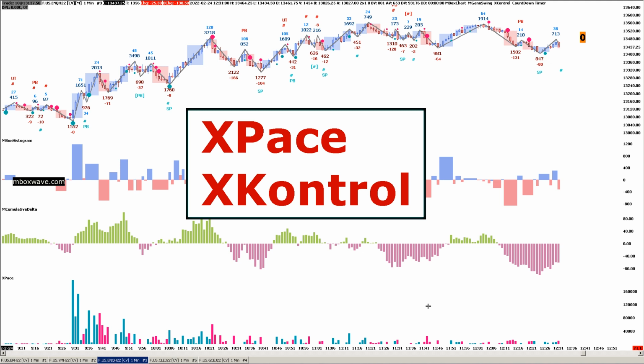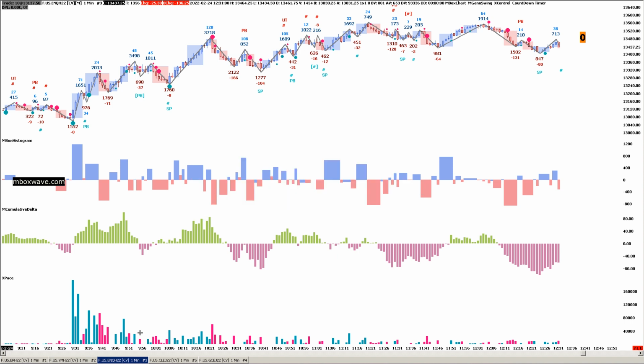All right, so today I'm going to talk about XPACE and XKONTROL as part of the MBoxWave grandfather package. These are new indicators that I am releasing. And what is XPACE and what is XKONTROL? So XPACE down here, it replaces MPACE.